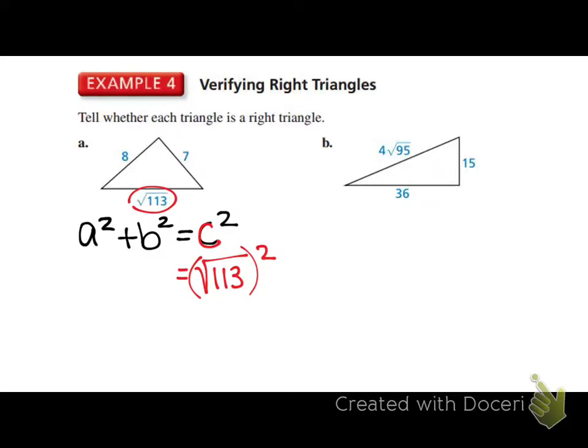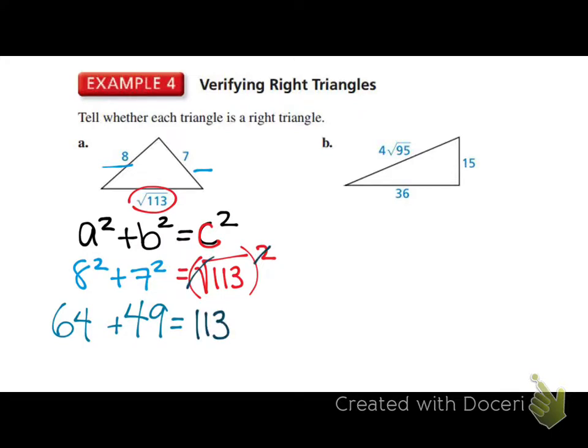Okay. All right, so A and B are 8 and 7. What is 8 squared? 64. 7 squared. And the square root of 113 squared. 113. What is 64 plus 49? 113. So 113 equals 113.